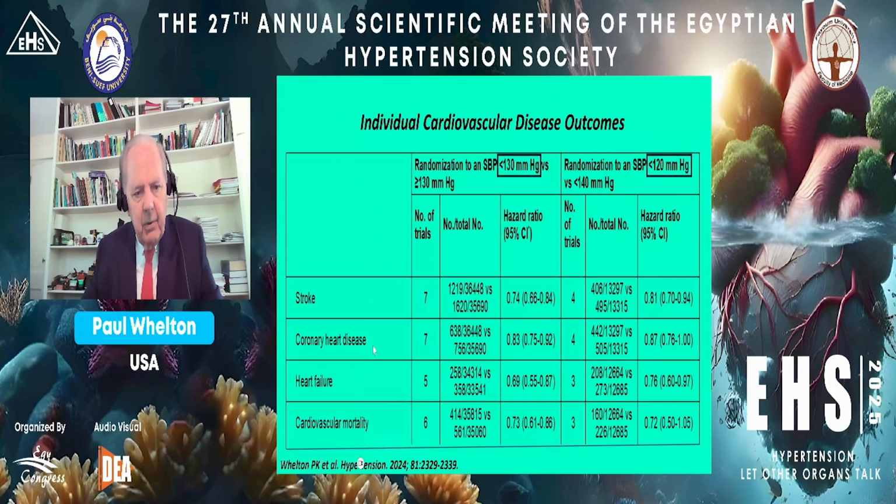When we looked at the individual cardiovascular outcomes, stroke, coronary heart disease, heart failure, cardiovascular mortality, for both the less than 130 trials and the less than 120 trials, it was nominally significant and substantial reductions in the hazard ratio for both of these, so pretty convincing.